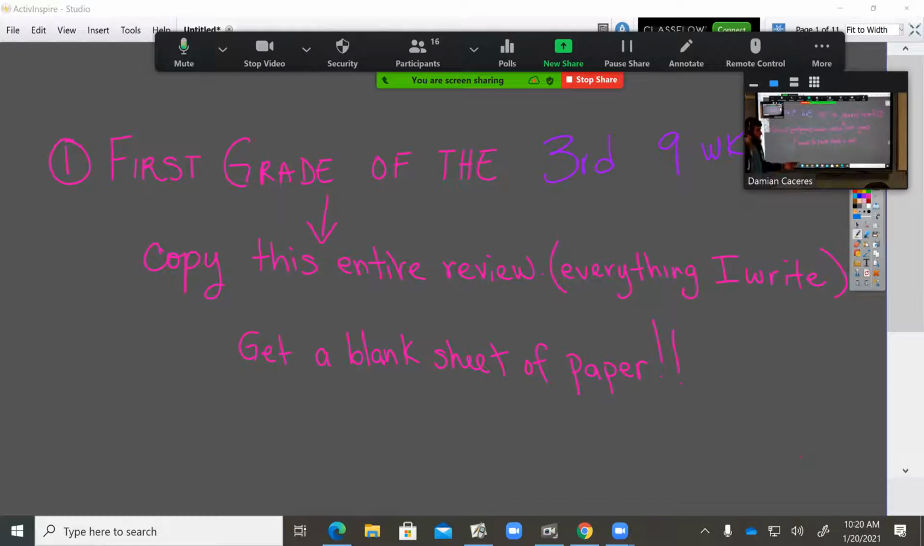Review both worksheets, elimination and substitution, but just the word problem part. I don't need you to write the word problem. I just want you to write down everything I write with this pen. So the work, the explanation, whatever I write with this pen, I want you to write. That'll be your first grade for the 9 weeks.